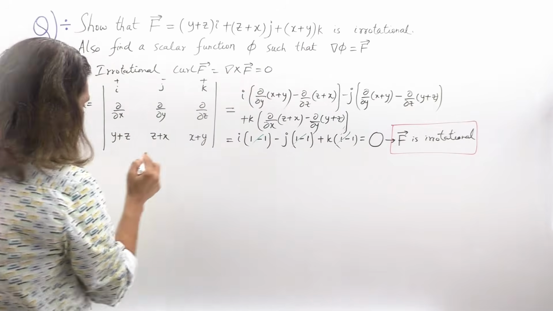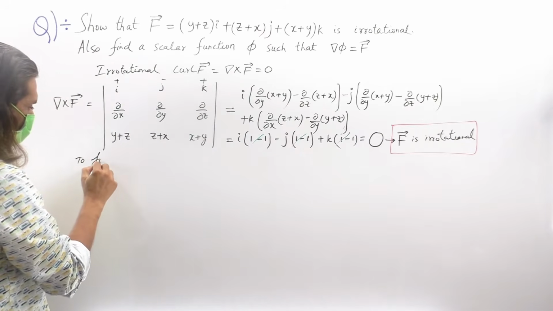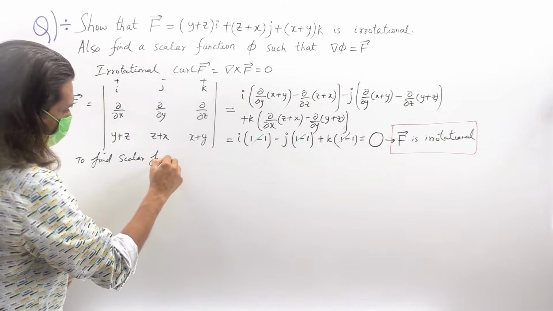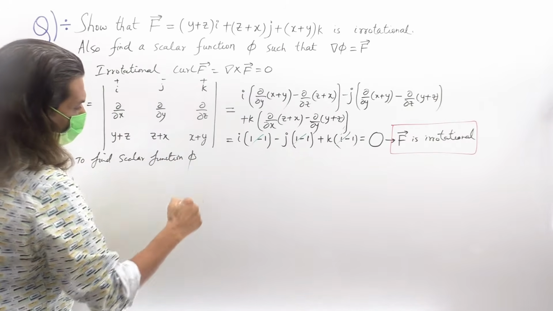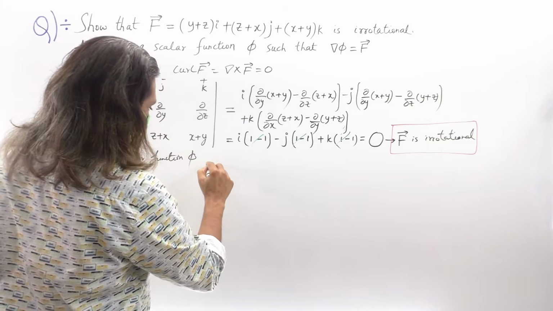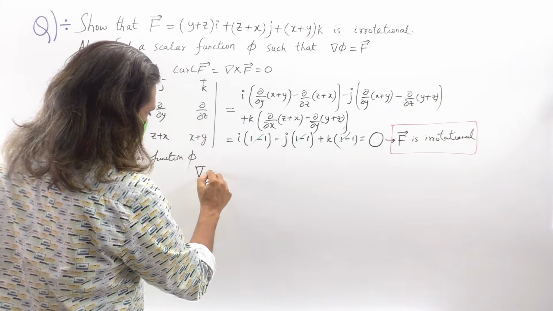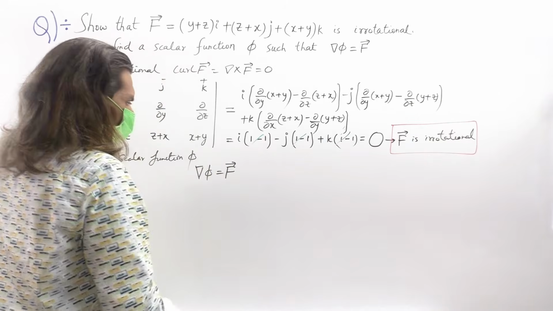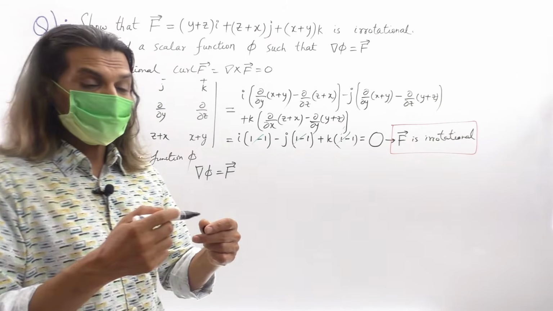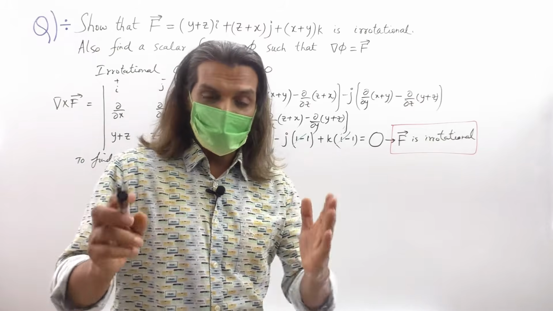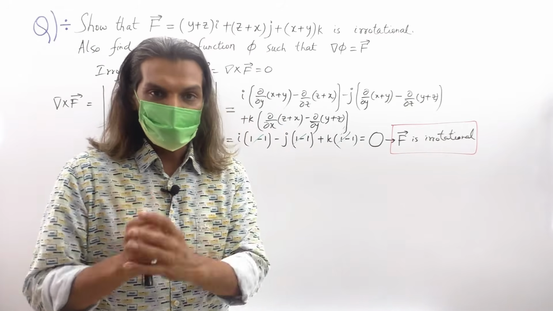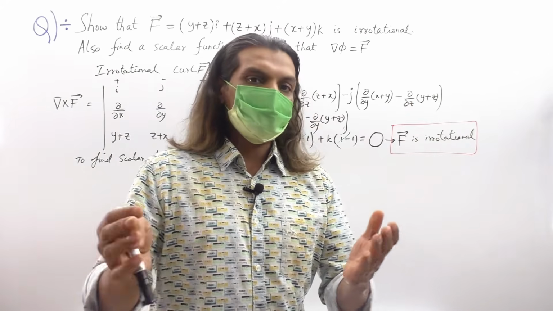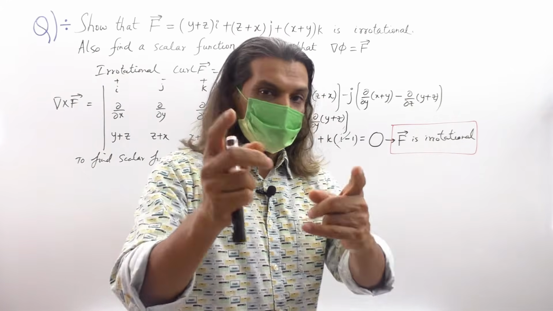So to find the scalar function phi, what's the formula we use? We use del phi is equal to f vector. So now what is del phi? As you know, del means dou by dou x of i plus dou by dou y of j plus dou by dou z of k, into phi, which means dou phi by dou x of i plus dou phi by dou y of j plus dou phi by dou z of k.